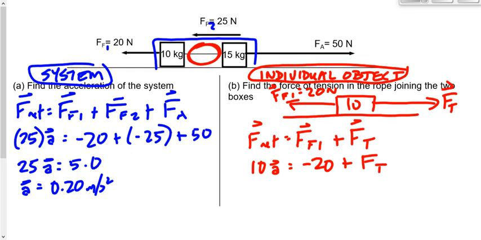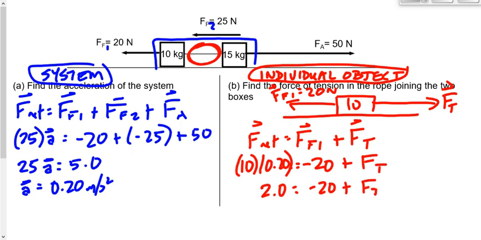Oh, I got two unknowns, right? Wait, no, I don't. What do I have that I haven't put in here? I got the acceleration. If the system is accelerating at 0.2, then so is mass 1 accelerating at 0.2. So 10 times 0.2 is 2. I'm going to take the negative 20 over to the left-hand side by adding, and I get the force of tension here is 22 newtons.